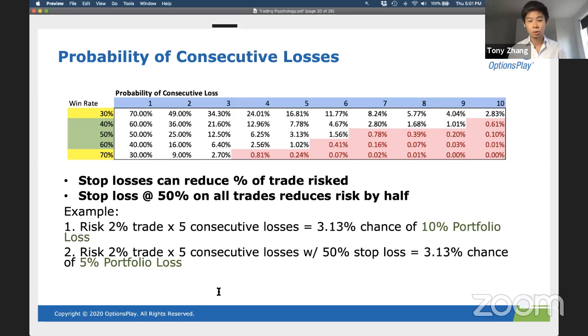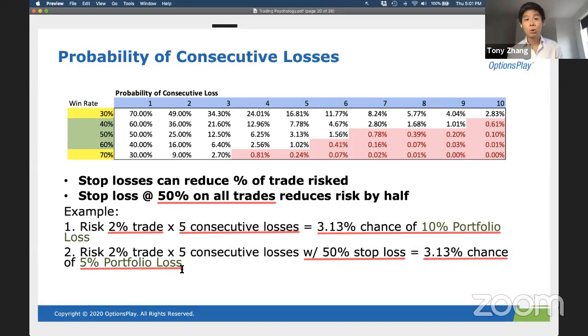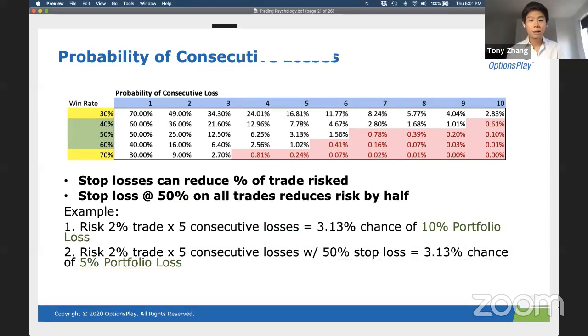And this can significantly reduce the portfolio risk that you have in a portfolio. So if you have a stop loss at 50% of your trades, this reduces your portfolio risk by half. What that means is that you can trade 2% of your account per trade, and when you have 5 consecutive losses, that's a 3% chance of a 10% portfolio loss. But if you apply a 50% stop loss to that strategy, now you have a 3% chance of only a 5% portfolio loss. So you can make some significant gains by having prudent risk management tools on your existing option strategies, especially on your limited risk strategies where you know how much risk you're taking. You can set stop losses to potentially prevent you from having significant further losses.